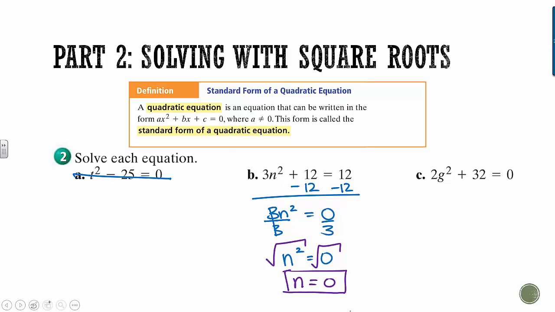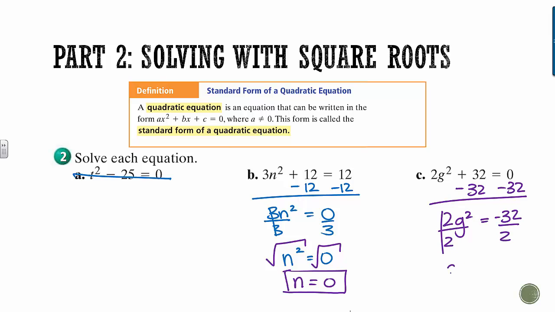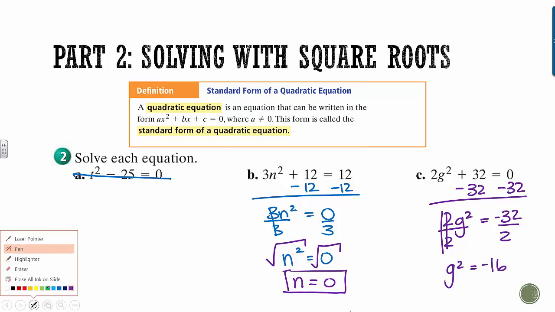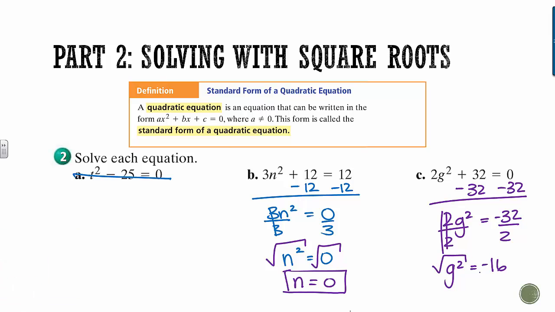But if we try one like the next one, the steps are the same. You gotta move stuff around to get the squared thing alone. And then divide. So we get g squared equals negative 16. So now if we go to take the square root of both sides to get g alone, I notice that I'm taking the square root of a negative number, and that can't happen. So we write no solutions.